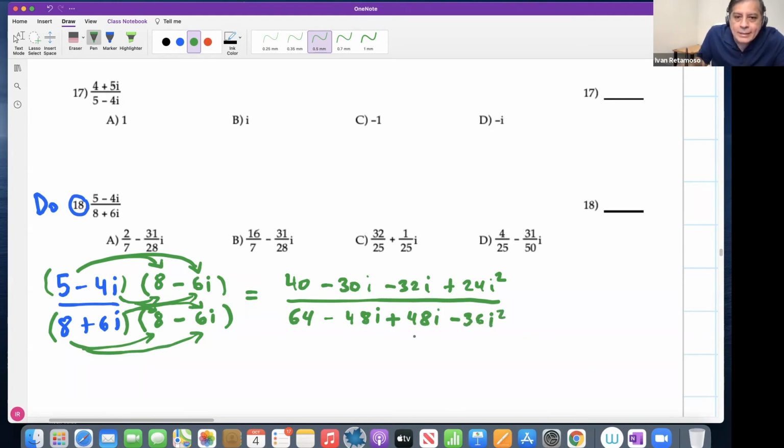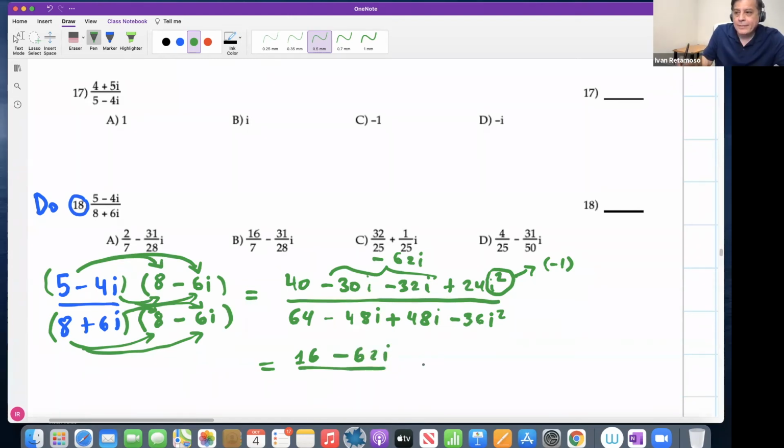Now, on the numerator, what are we going to have? 40, right? Here, this together, negative 62i, right? This is negative 1, right? This i squared. Remember, i squared is negative 1. So 40 minus 24 is going to be just 16, right? You can get it with the calculator, right? This 16 minus 62i, done with the numerator, right?